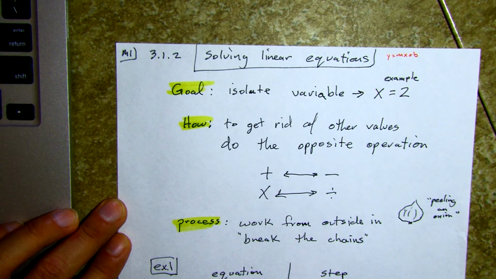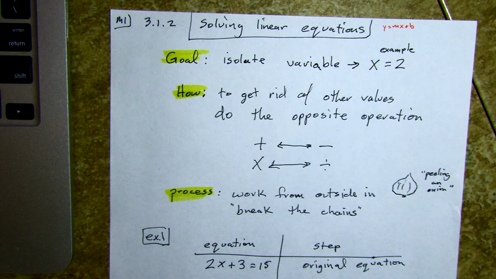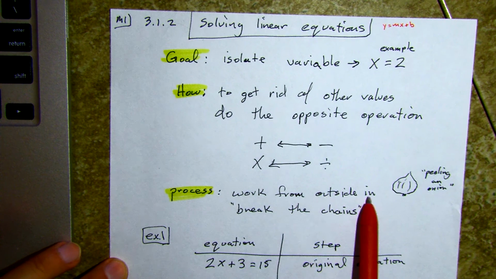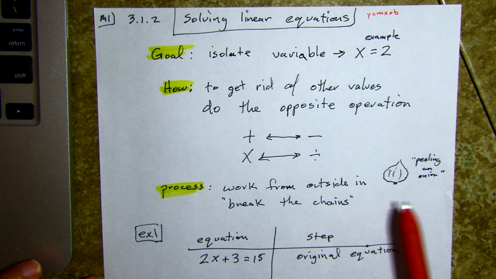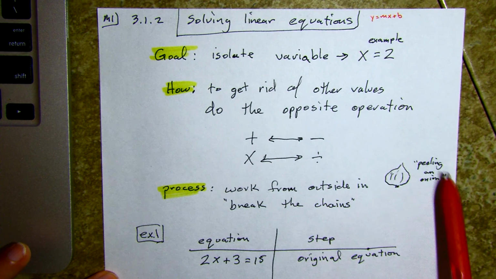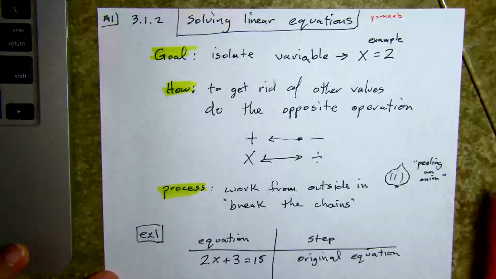So the process in which we do this is that we work from the outside in. We work from the outside in, moving closer towards that variable being isolated by itself. Okay. So working from the outside in, I think about it like peeling an onion. When you peel an onion, what do you have to do? You have to start from the outside, right?